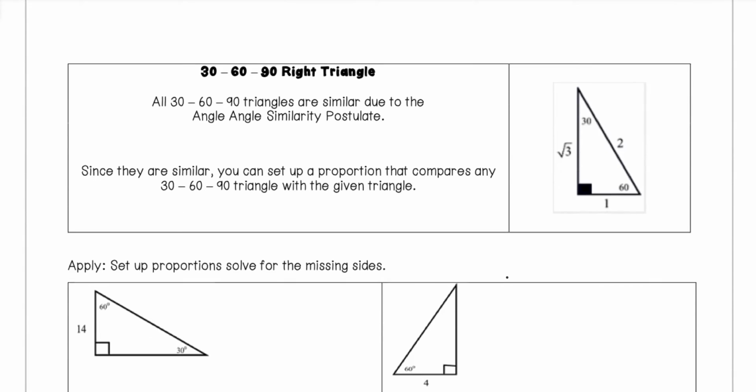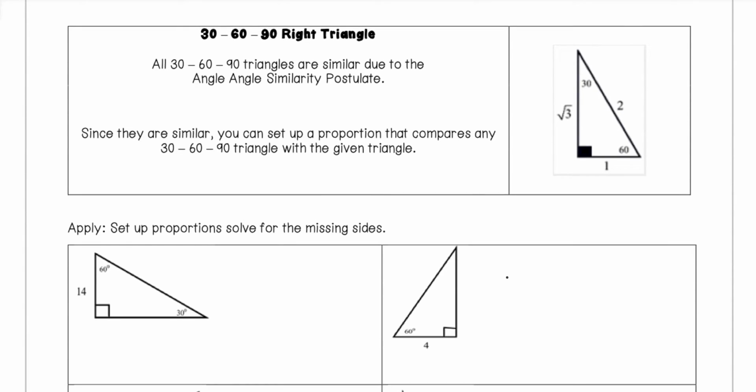So now that we've covered the 45, 45, 90 right triangle, the other special right triangle that has a similar kind of setup and rule is the 30, 60, 90. So anytime you have a 30, 60, 90 triangle, it will always be similar to the one shown here because of angle-angle similarity. And so we can still set up a proportion when it's a new side length for us that we need to solve for.